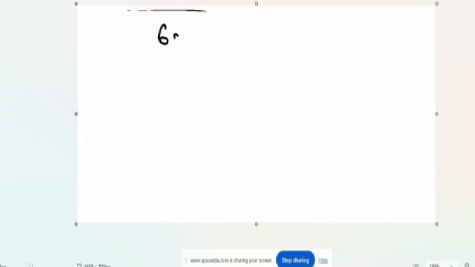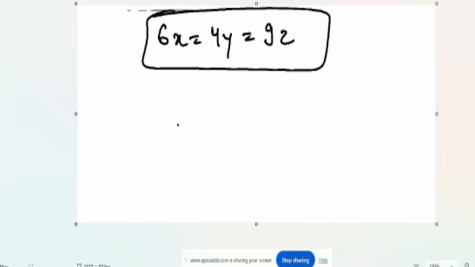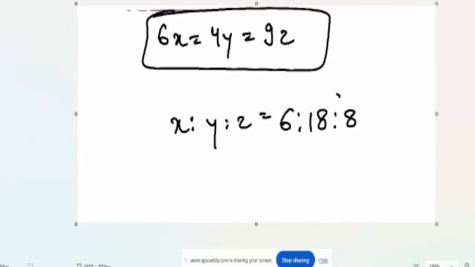Take an example. 6x is equal to 4y is equal to 9z. Please tell me the ratio of x, y, z by using the LCM method. Correct? 6 is to 8 is to 4. 12 is to 18 is to 8. Okay, 12, 18, 8.